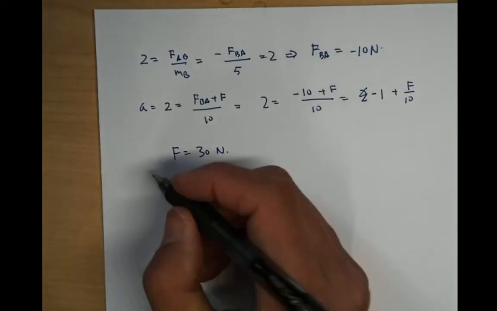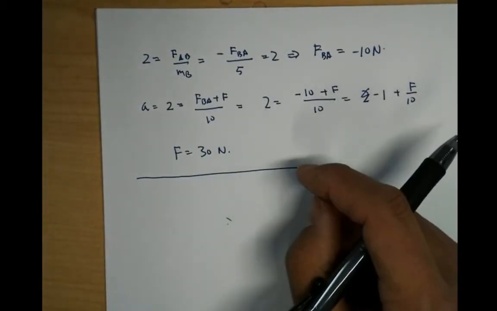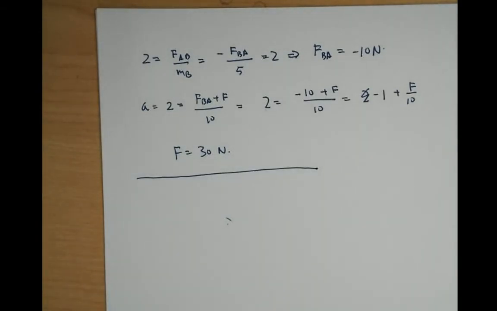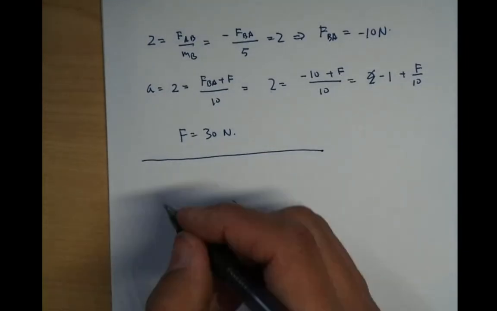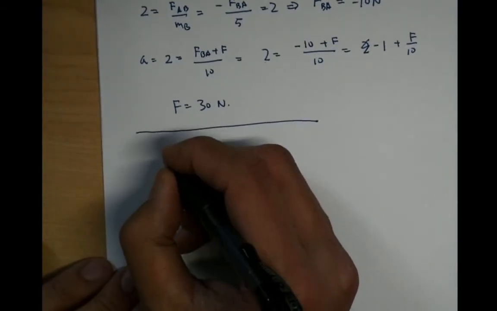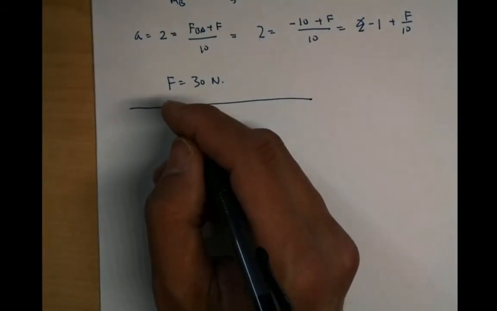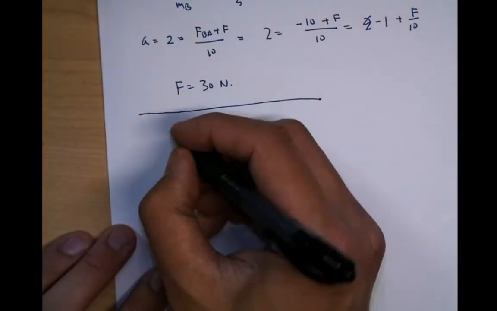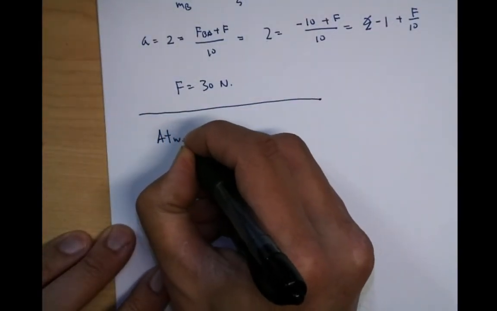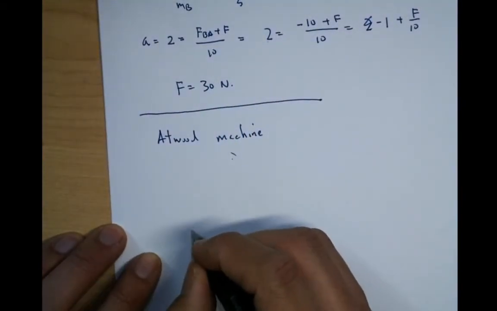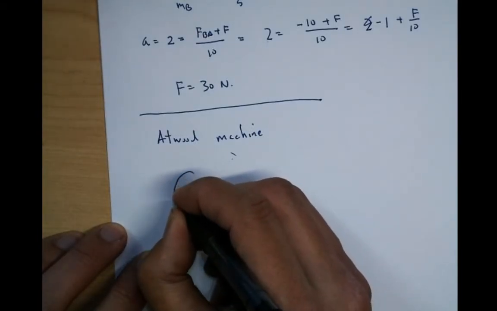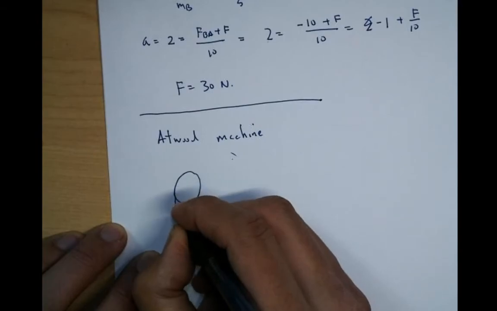Now, for the final thing I want to discuss within this section, let me just pause for a second to make sure I cover everything. Okay, so let's do this one here. I'm going to discuss something called the Atwood machine. So this is what the Atwood machine does. It's basically a pulley, and from this pulley you could suspend two masses here.